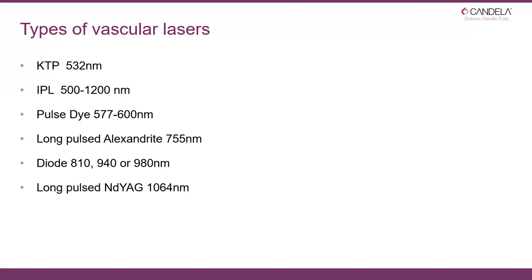Moving up through the range, we have IPL systems, and as I showed earlier, these can range, in general, from 400, but when we're looking at vascular lasers, 500 nanometers up to about 1200 nanometers. We then have pulse dye lasers. Depending on the manufacturer, these range from about 577 to 600 nanometers. The V-beam, which is our pulse dye laser, a very well known, world-renowned system, is a 595 nanometer wavelength.